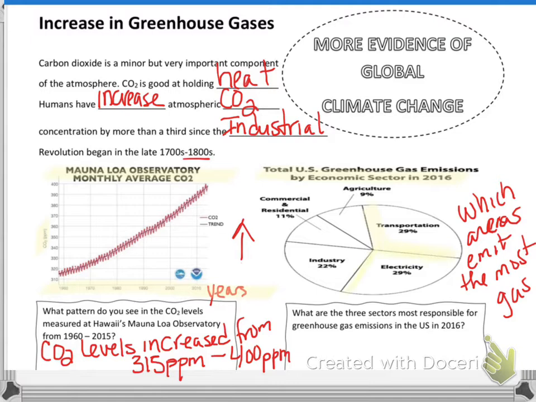So 29, 29, and 22. Write those 3 down in your box. I have less room than you, so I abbreviated. All right.